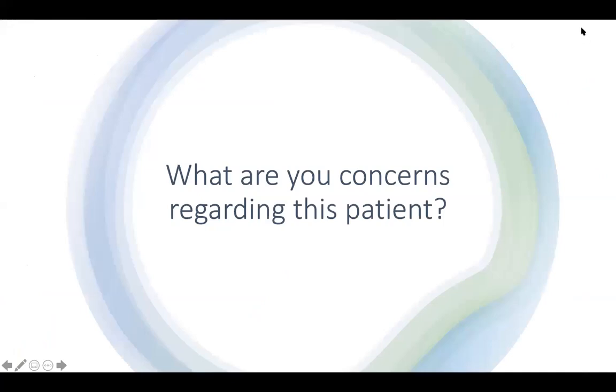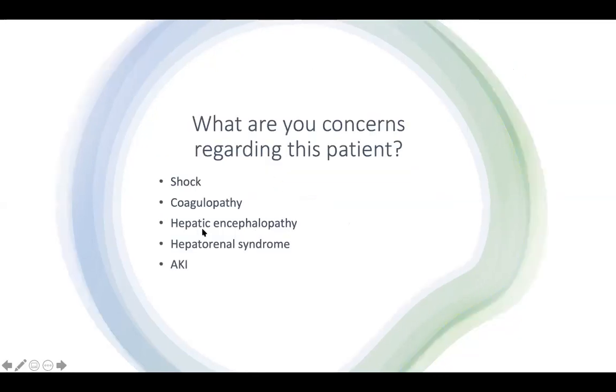What are the concerns about this patient? Anyone have any concerns about this patient? He's in a shock, so he can develop kidney failure? Yes, that's a very valid point. He's in shock. So bleeding, number one, that can kill him. And next thing is kidney failure because of his hypovolemic shock. So shock, AKI or hepatorenal syndrome. They can develop encephalopathy and coagulopathy because their liver is failing.